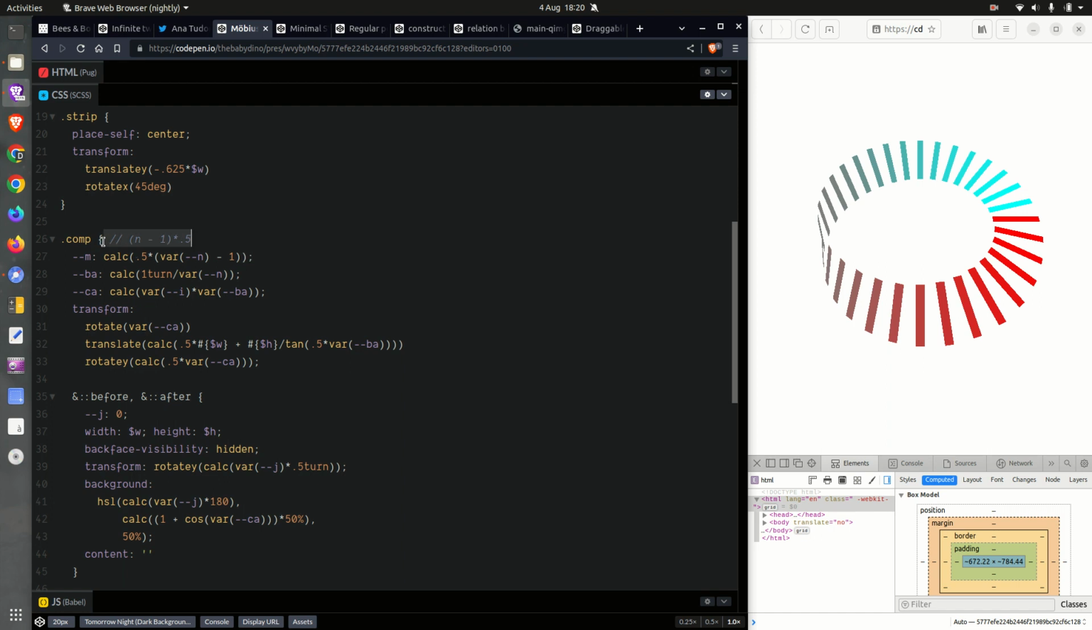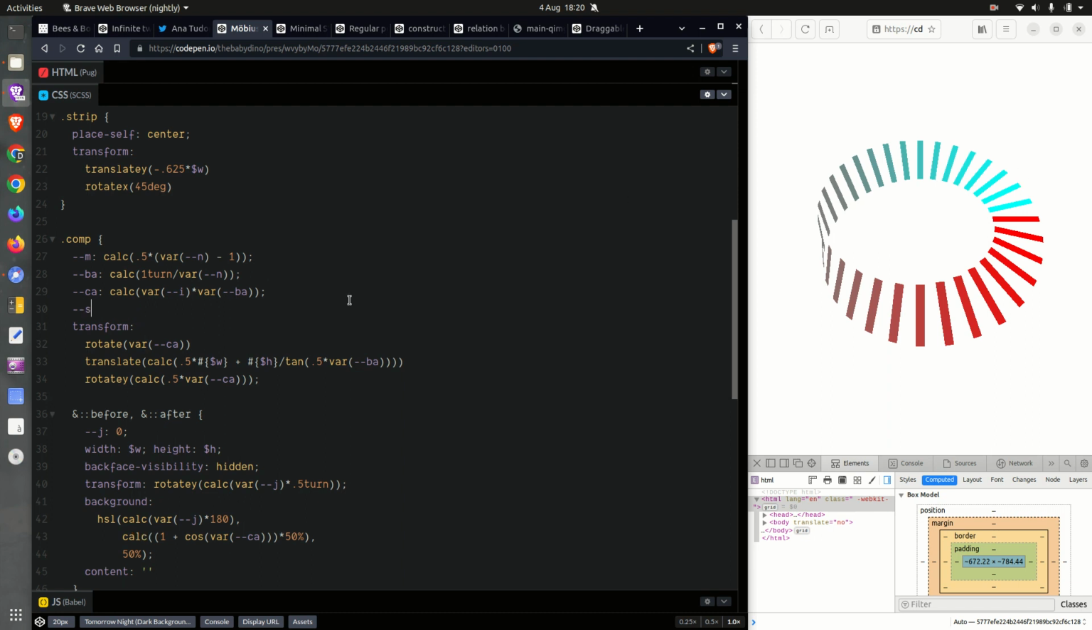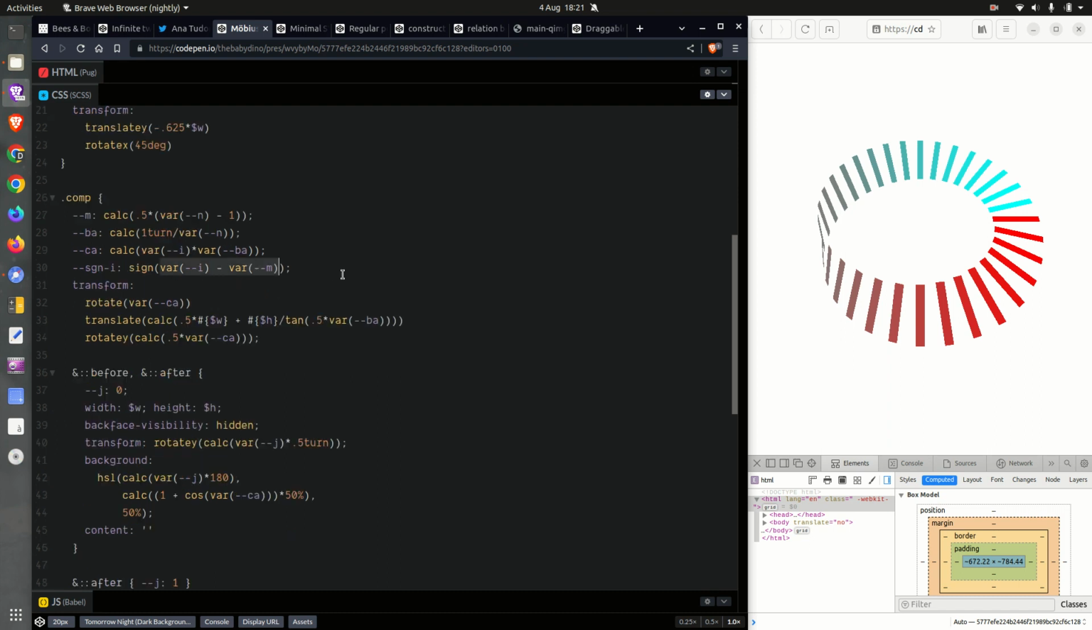Now our current indices I are going to be smaller than M before the middle at 180 degrees, 9 o'clock, and bigger than M right here. So the sign of the current index minus M is going to be -1 here and 1 here. So let's get that sign. And the cool thing is, now we actually have a sign function in CSS, not just trigonometric functions. So we can have I minus M. Note how we don't need to use calc here either. So inside the sign we can have the operations and it's just fine.